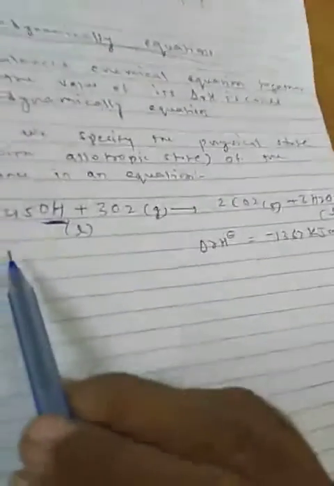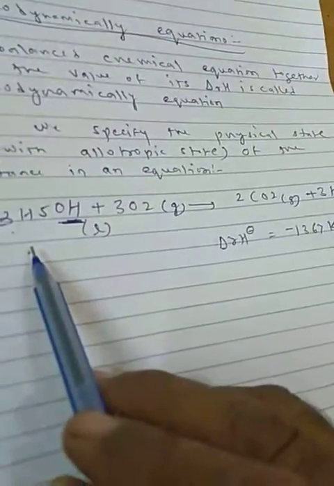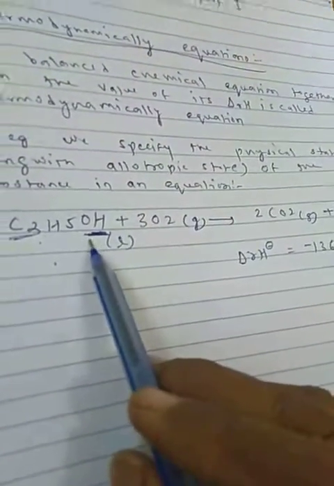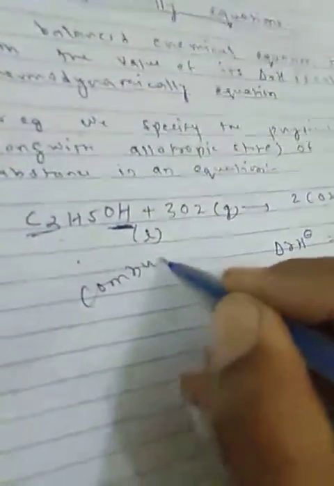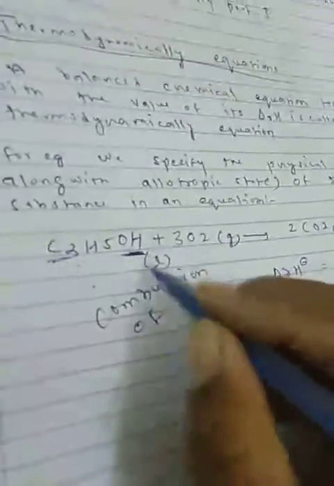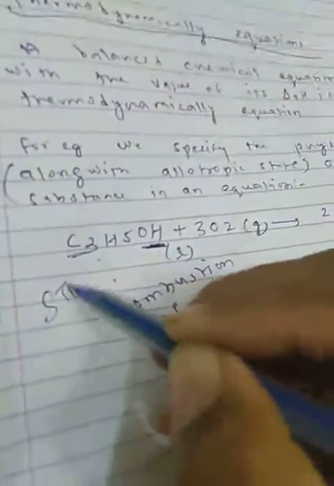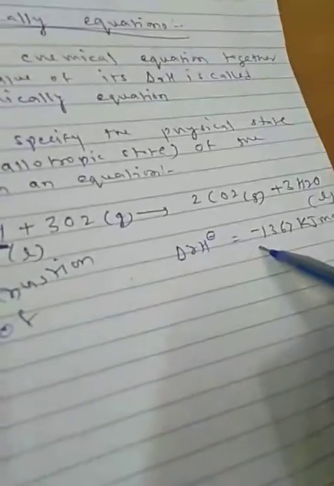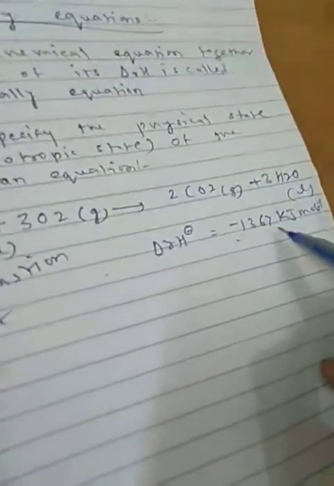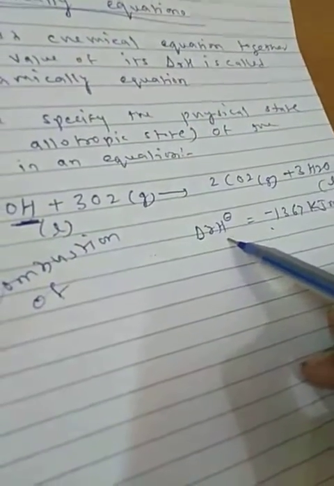From this equation we can say that it is the combustion of liquid ethanol. Combustion means we are supplying oxygen, that is called burning, means combustion, of this liquid ethanol at constant temperature and pressure, means at standard temperature, constant temperature and pressure. The negative sign of enthalpy means the reaction is exothermic, means the heat is going to be liberated, minus.